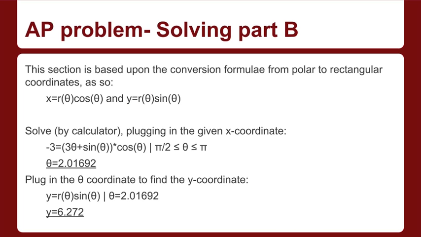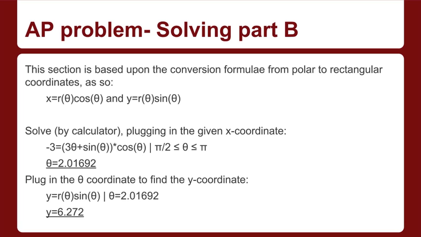Part B uses these two conversion formulae, x is equal to r of theta cosine theta, and y is equal to r of theta sine theta, in order to get rectangular coordinates from polar ones. The question asks you to first find the theta value for which x is equal to 3, so use the first formula with that x value.